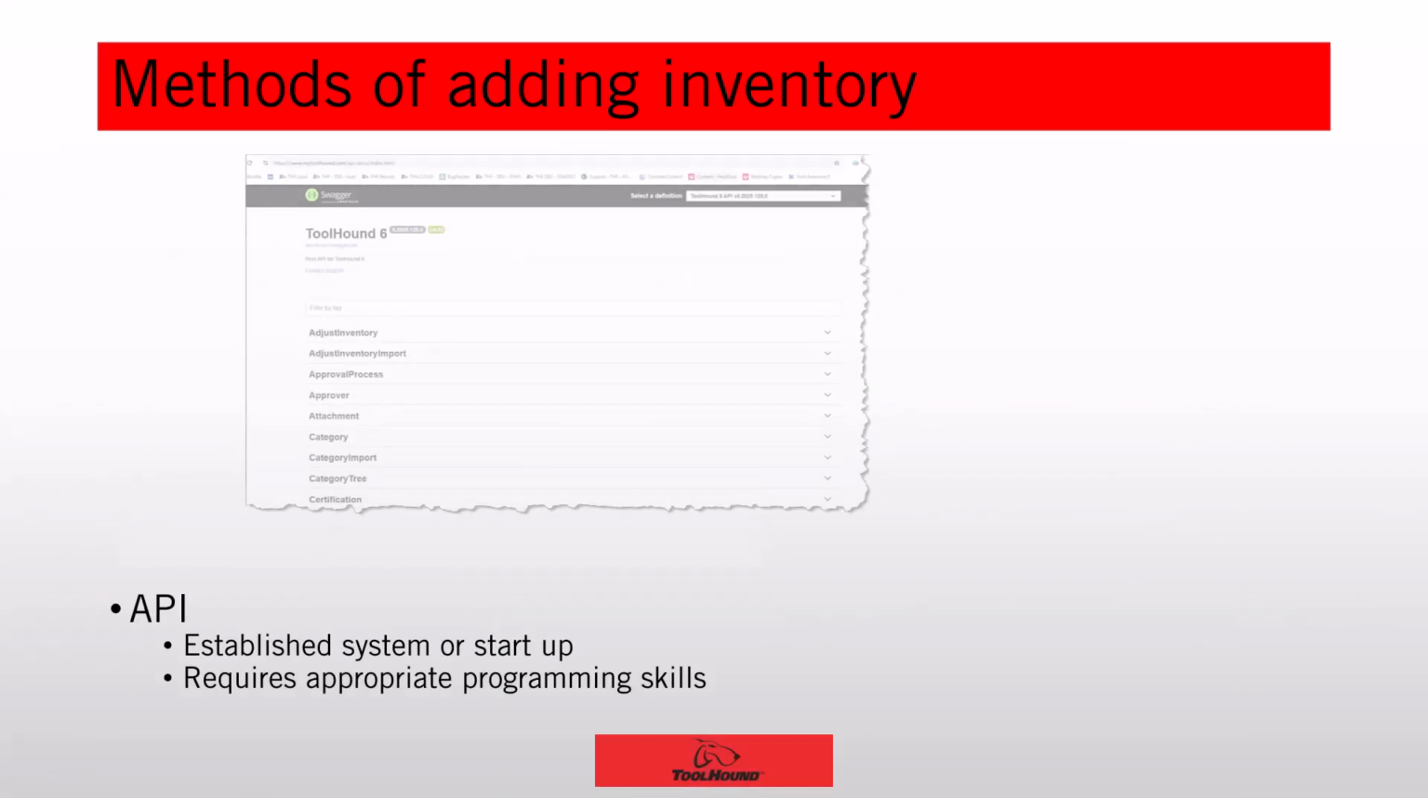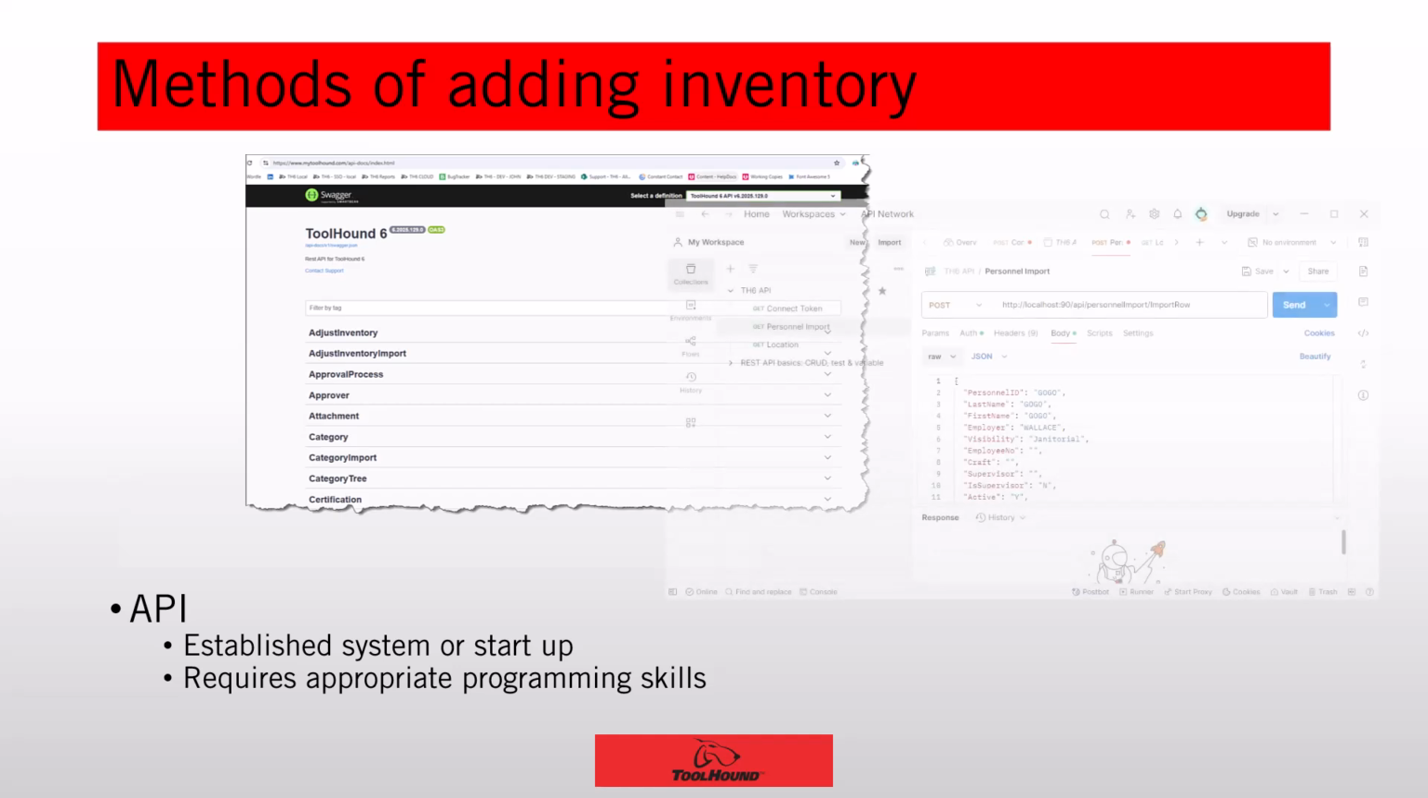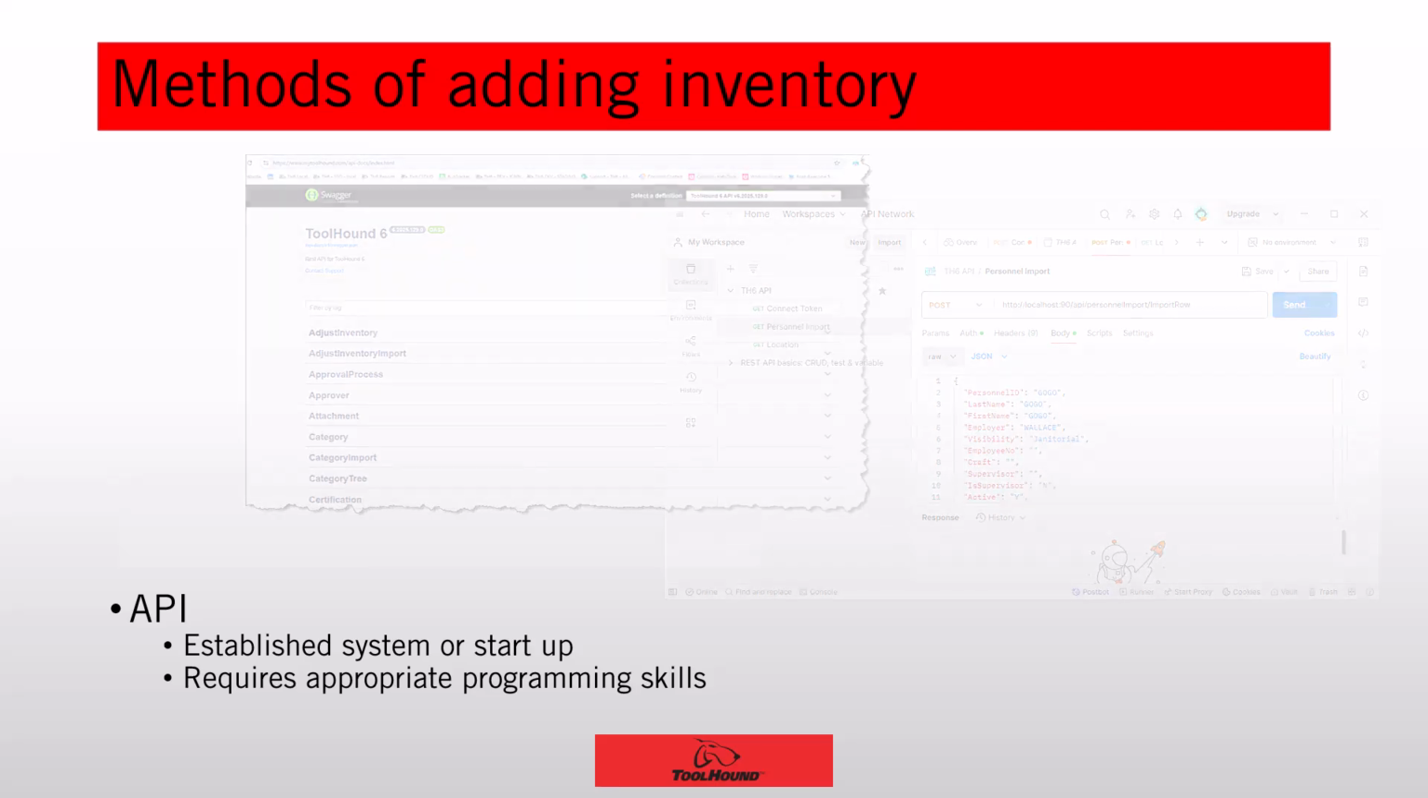The API can be used by your IT personnel to programmatically move inventory information into ToolHound from another database or application at any time. It's generally part of an ongoing workflow.